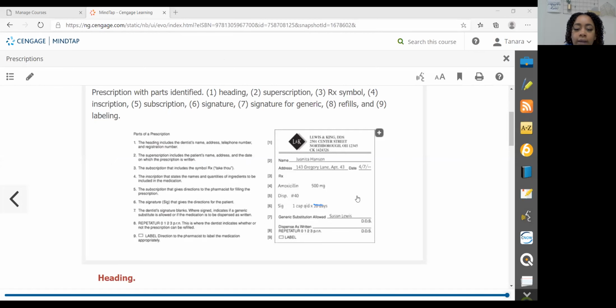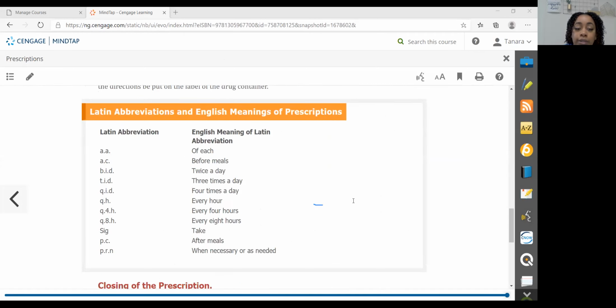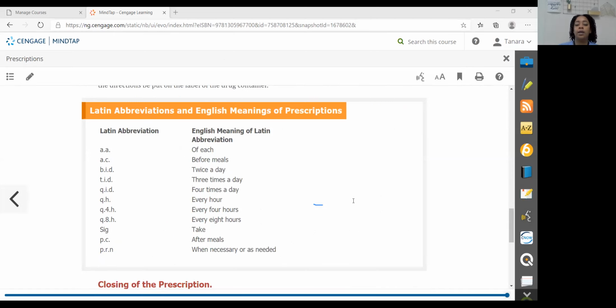All right. Now, last but not least, let's get into your Latin abbreviations and the English meanings of the abbreviations. The first one is AA, and in English that means each one. AC is before meals. Some medicines we have to eat with before we take them. Most of the time an antibiotic is pretty strong for your system, and if you don't eat with it, it'll make you nauseous, want to vomit, feel really bad. So we want to coat our stomach with some food before we take the medicine.